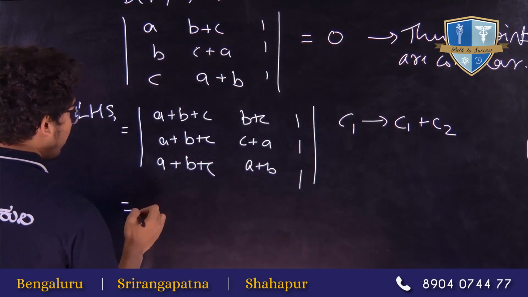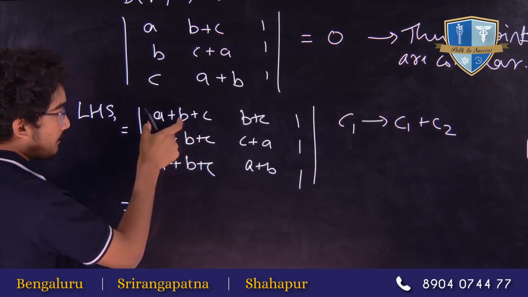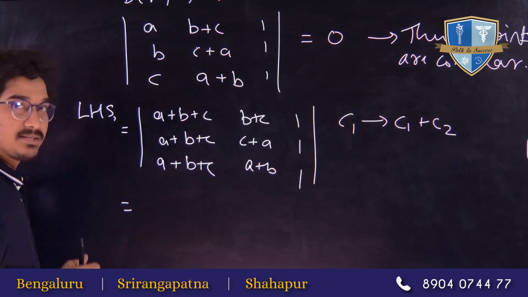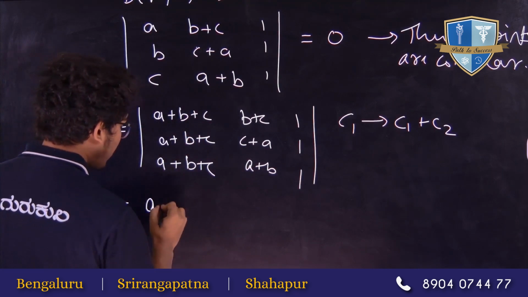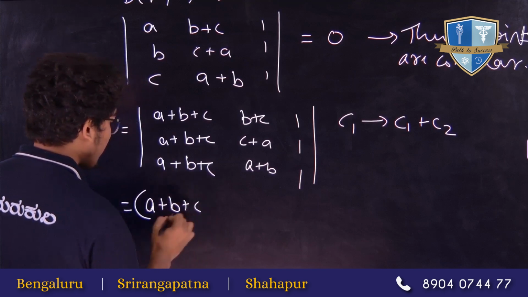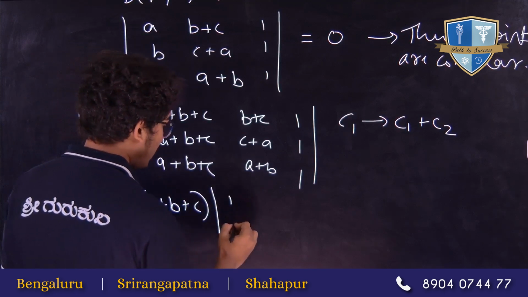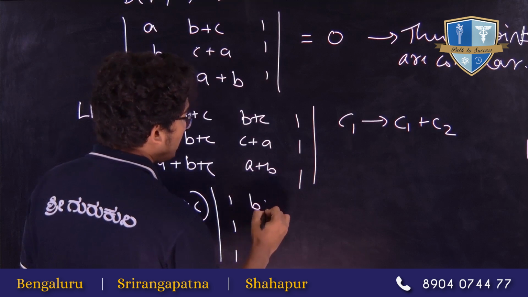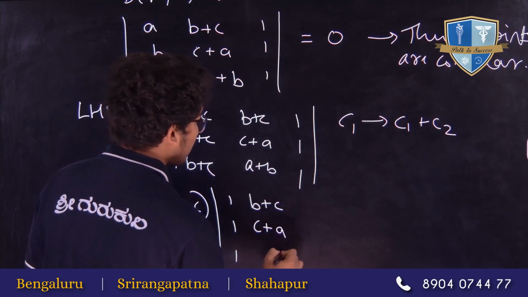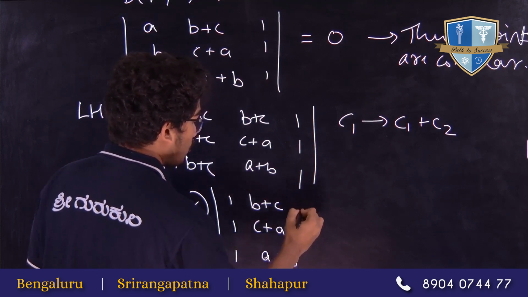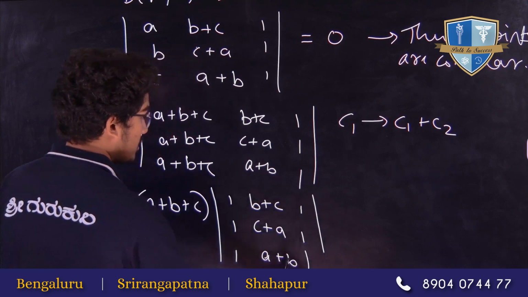Now if we take a plus b plus c as common, this will become a plus b plus c times the determinant with first column 1, 1, 1, second column b, c plus a, b plus c, and third column 1, 1, 1. Correct.